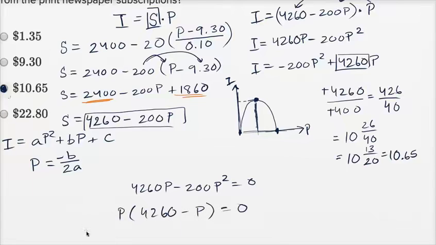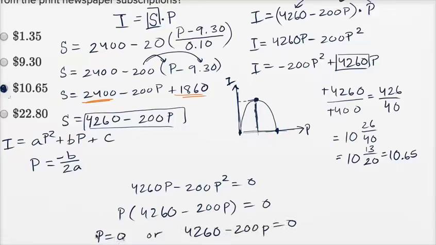So this is going to be equal to 0 either when p equals 0, and that makes sense. You're going to have zero income if you don't charge anything. Or if 4260 minus 200p is equal to 0. Let me be careful here, I don't want to mess that up. So that's going to be equal to 0 either when p is equal to 0 or when 4260 minus 200p is equal to 0. This is when you don't charge anything. You're obviously going to have no income. And this is when you charge so much, you're going to lose all your subscribers and you'll have no income.